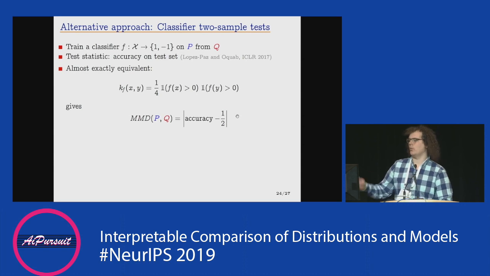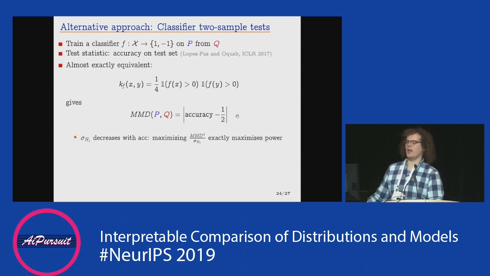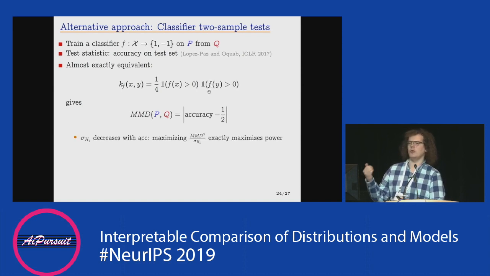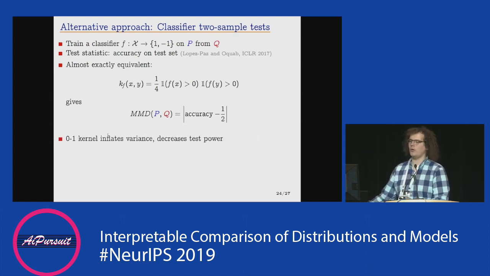Of course, here we would want to parameterize F and maximize over F. If we do that in this framework, we take this kernel and maximize the MMD over its standard deviation. It turns out that the standard deviation also decreases as the accuracy gets bigger than 1/2. So it's almost exactly the same. If we do it in this framework, we're just finding an F with the highest accuracy. The problem with doing it this way, of course, is that this 0-1 kernel can't be differentiated. It's not easy to optimize that way.